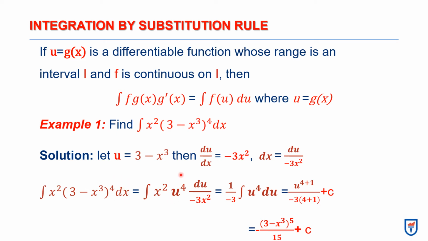So now we are going to end up having the integral of x squared u to the power 4 du over minus 3x squared, and this x squared and the x squared here are going to cancel each other, and we are going to be left with 1 over minus 3 integral of u to the power 4 du. And now we can integrate u to the power 4 in terms of u, and we're going to have u to the power 4 plus 1 divided by 4 plus 1, and then multiplied by minus 3, negative 3 in the denominator, plus a constant c, which is our arbitrary constant. And our final result is minus, in bracket, 3 minus x cubed to the power 5 divided by 15 plus c, which is our arbitrary constant.